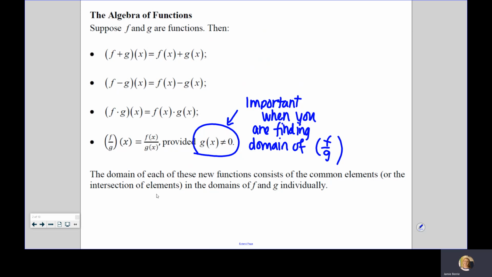All right, so let's talk about domain. That's the hardest part of this algebra of functions piece, finding the domain. The top part is really easy. It says the domain of each of these new functions consists of the common elements in the domains of f and g individually. So the domain consists of the common elements in the domains of f and g. That's the important piece there. I'm going to write you a little step-by-step guide for how to find the domain.